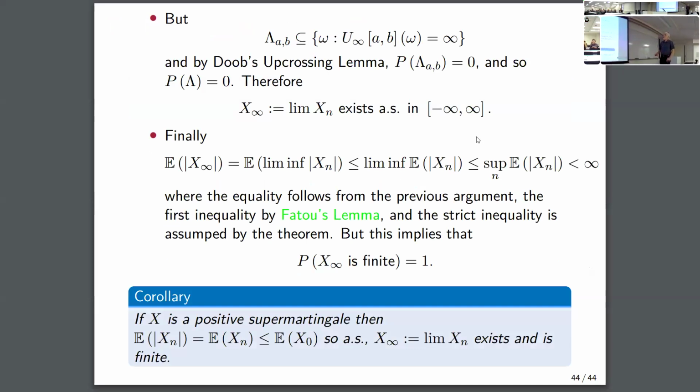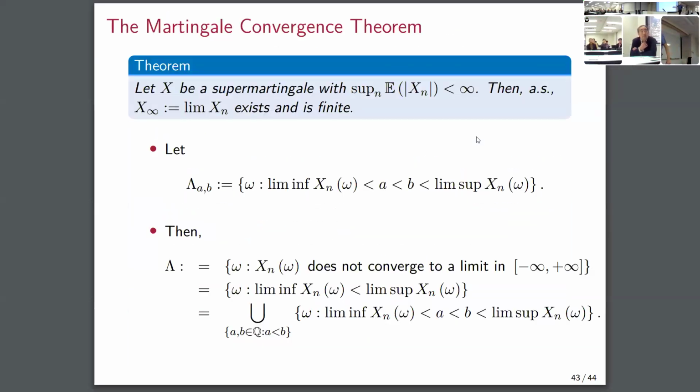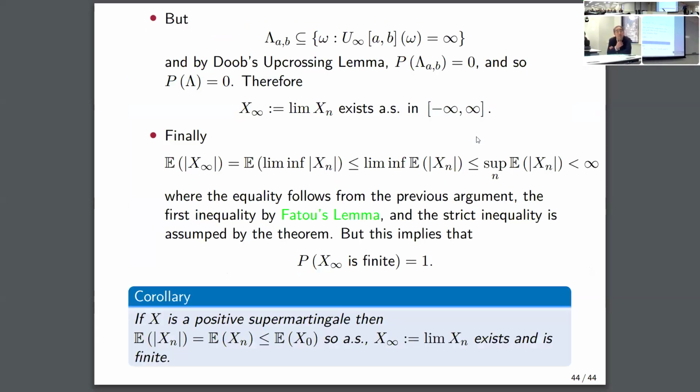But the set, go back, where the limit sup is above b and the limit inf below a is a subset of the set of states with an infinite number of upcrossings. And by Doob's upcrossing lemma, this is zero, so the probability of capital lambda is zero, so the limit of xn exists.